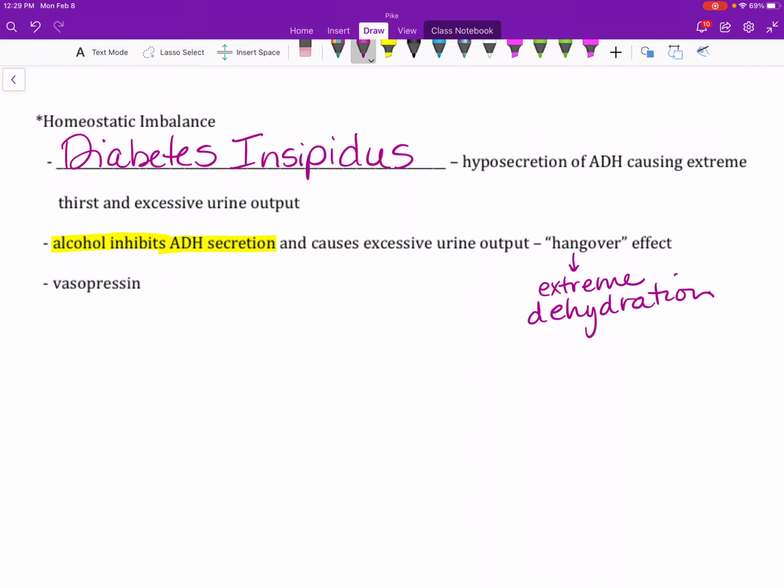And so ADH is also used as a vasopressin. So if you don't have enough ADH, you will actually cause your blood vessels to constrict to hold in more fluid. So it's used as a medication also.